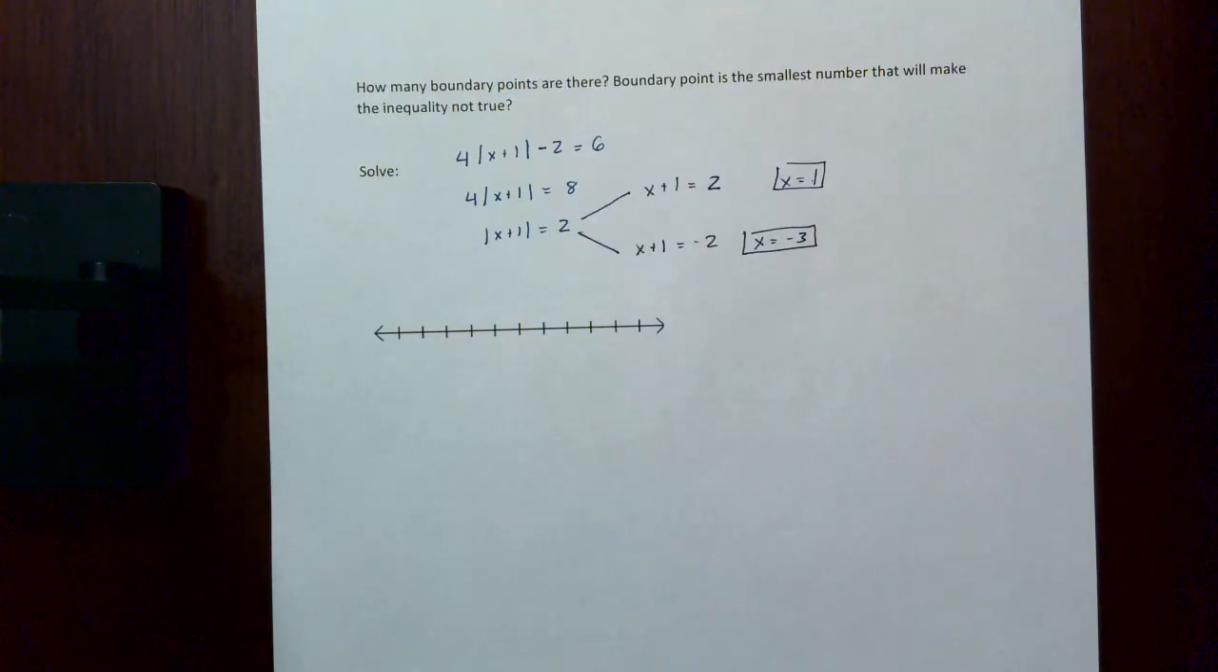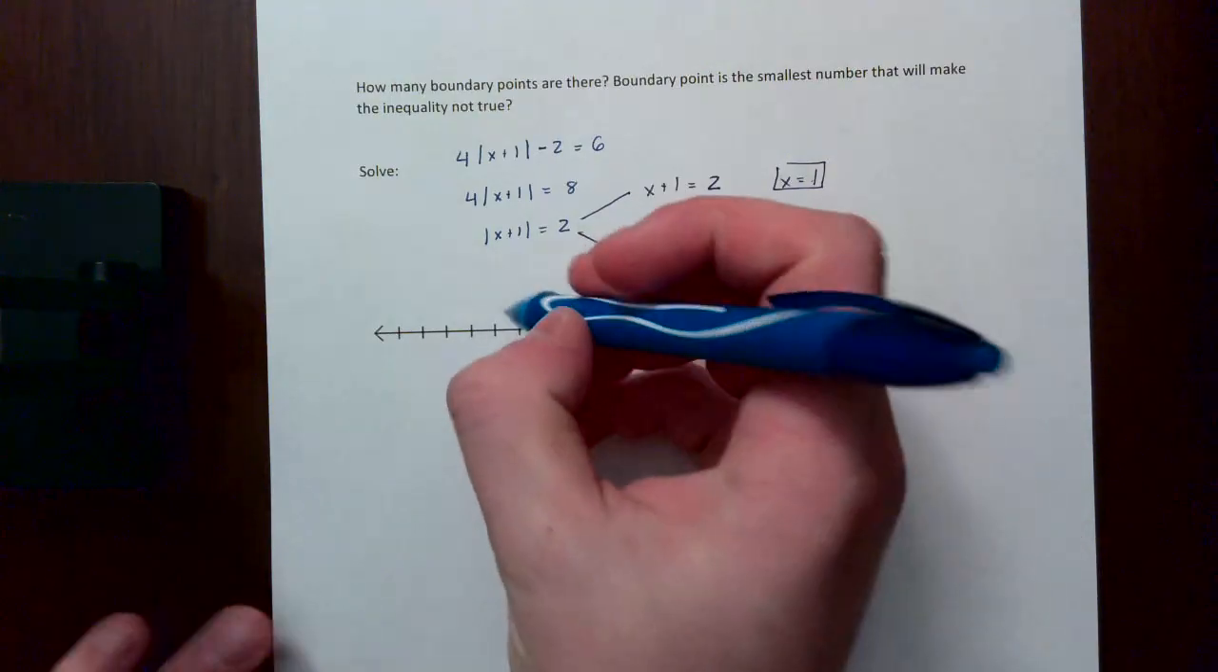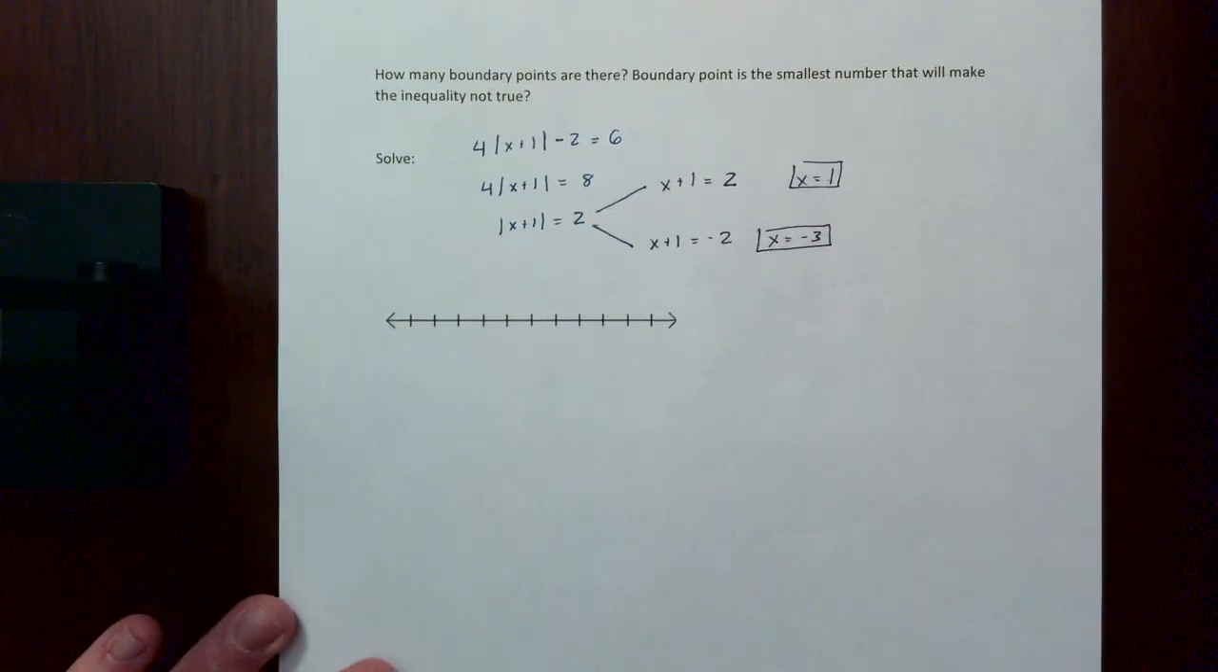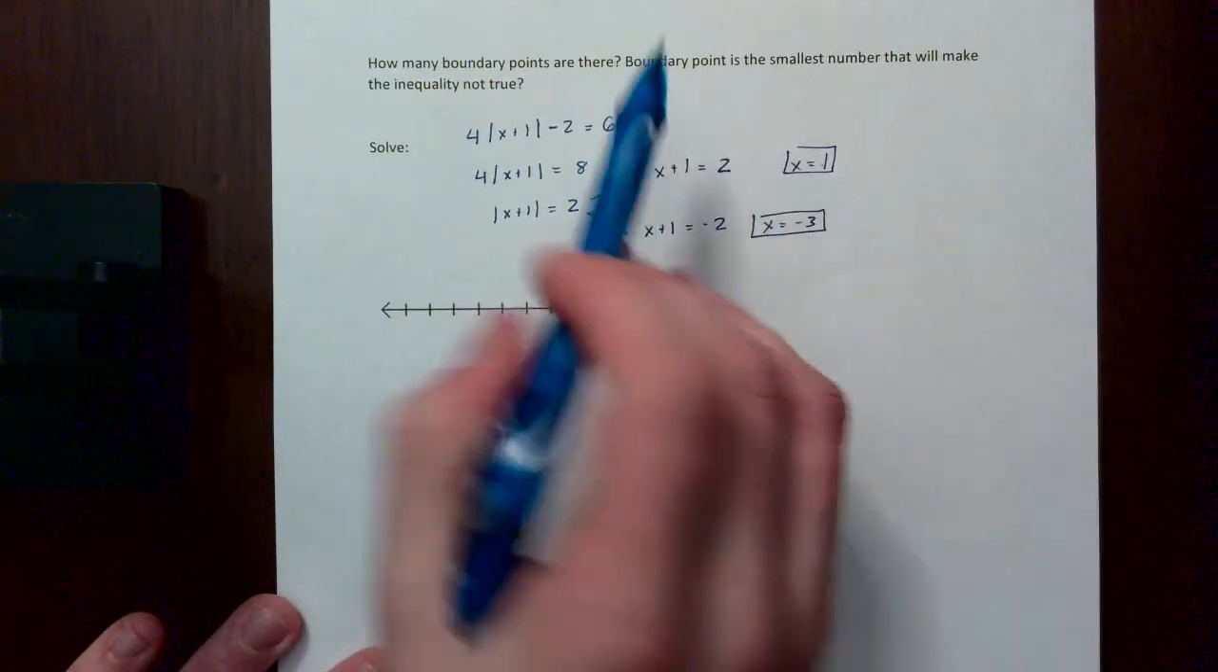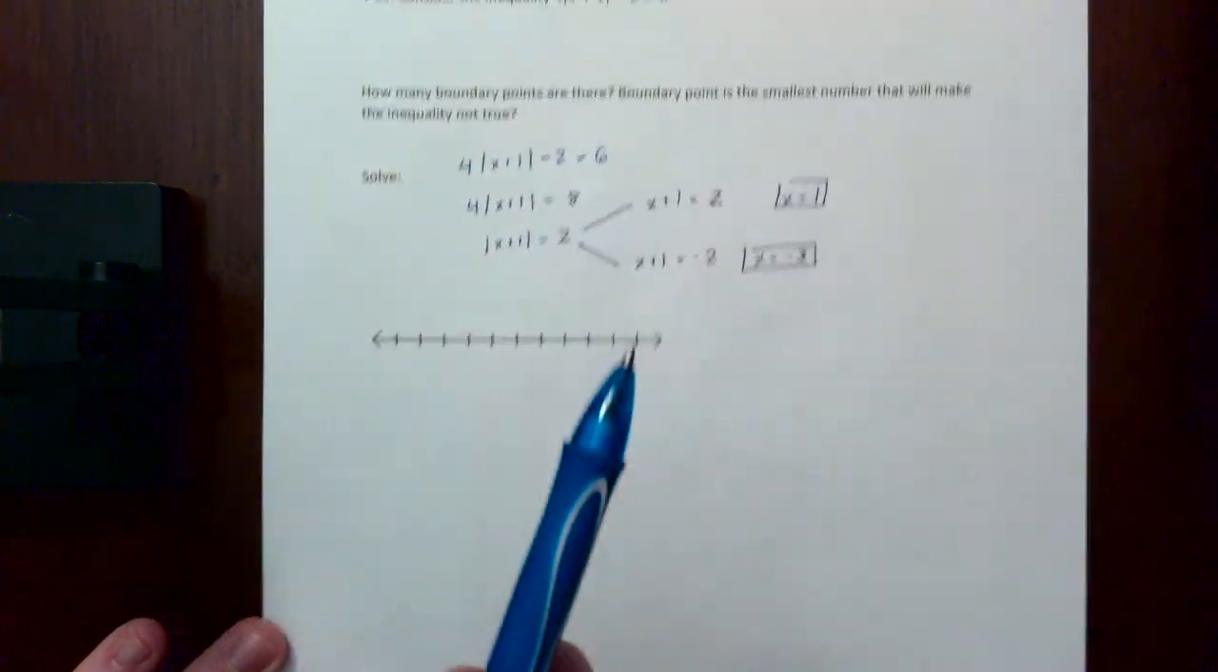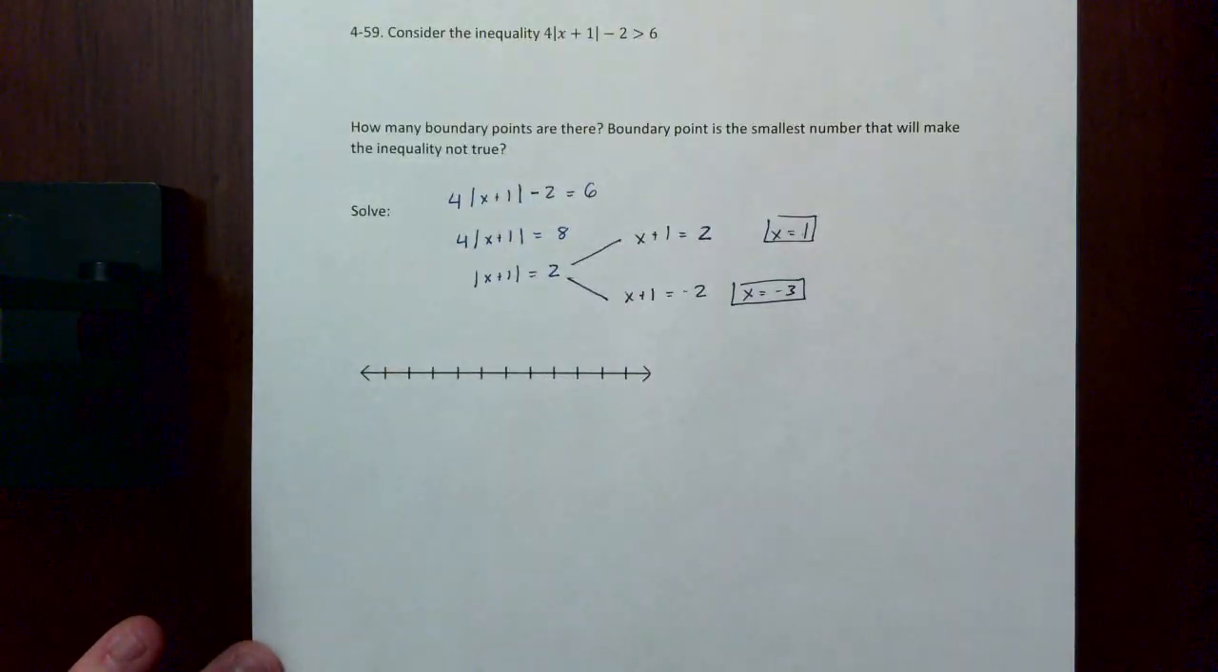So in this case, the boundary points are the ones that are the smallest value that actually make the inequality true. So therefore, I'm going to plug these into my number line. I'm going to label it. In this case, we have the greater than sign, so they're going to be open dots.